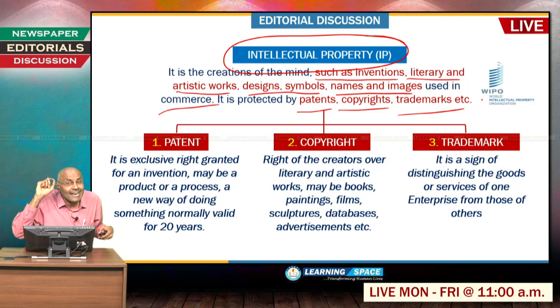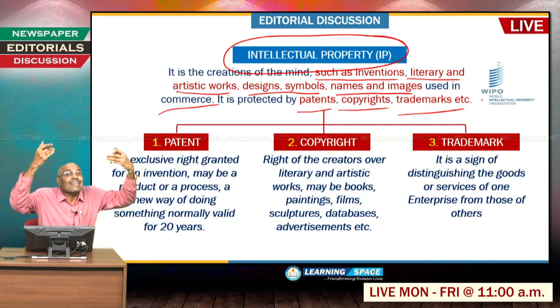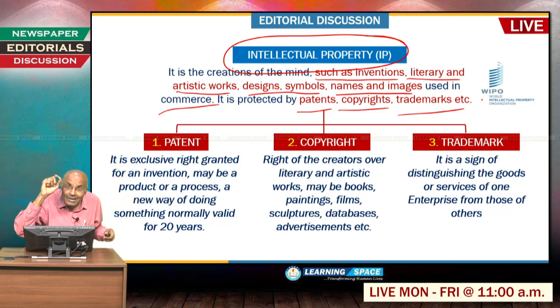Copyright means you have created some film or some painting, and you should have sufficient right over that property. That is copyright. Then trademark. Trademarks means logos. One particular company will have a particular logo, and no one else should copy it. So, this is protected under the Trademarks Act. So, patents, copyrights, trademarks all come under intellectual property, and do not forget these are creations of the mind. When you are creating something, you should have the right to use it for a particular time.